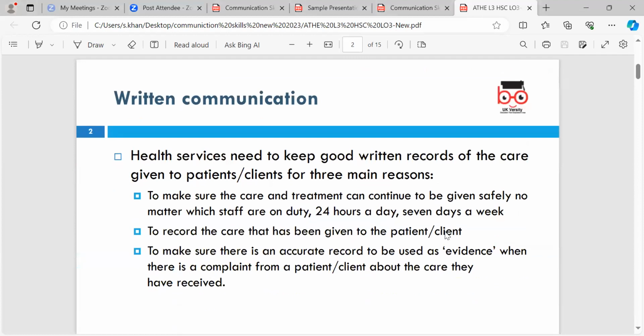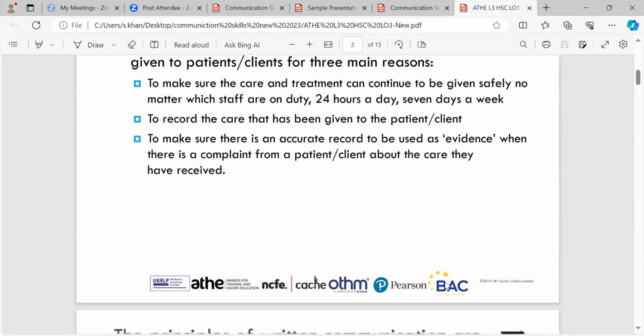So we looked at what written communication is. Health services need to keep good written records of the care given to patients and clients for 3 reasons. Firstly, to make sure the care and treatment can continue to be given safely, no matter which staff are on duty, 24 hours a day, 7 days a week. Secondly, to record the care that has been given to the patient or client. And thirdly, to make sure there's an accurate record of evidence when there's a complaint from a patient. So if you don't write anything down, it's very hard, if a patient wants to make a complaint, to show that you've got the documents as evidence in place.